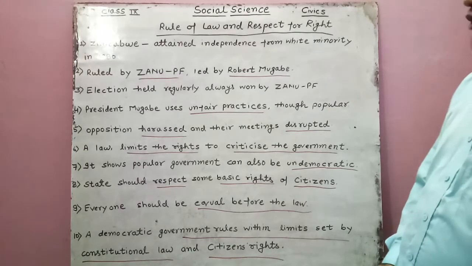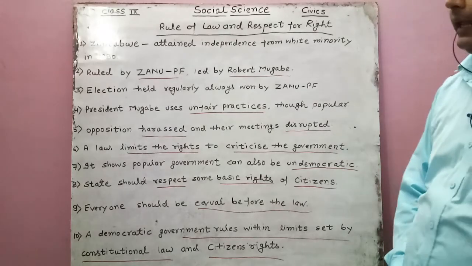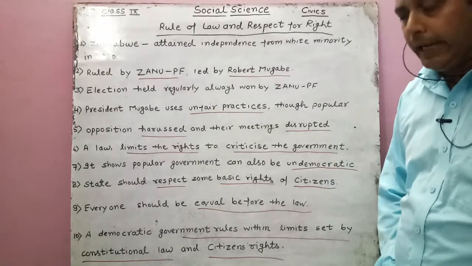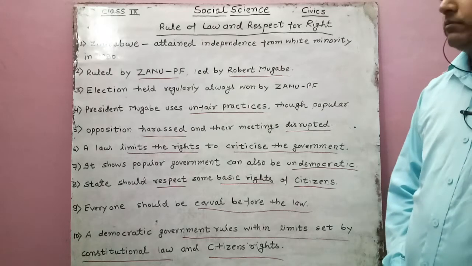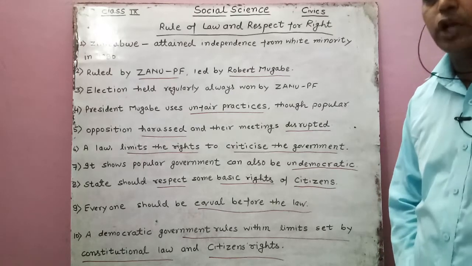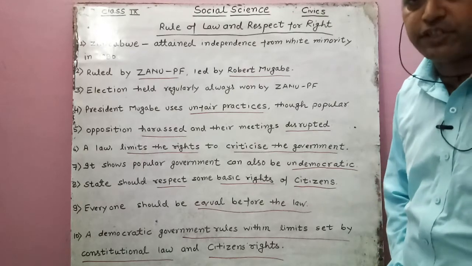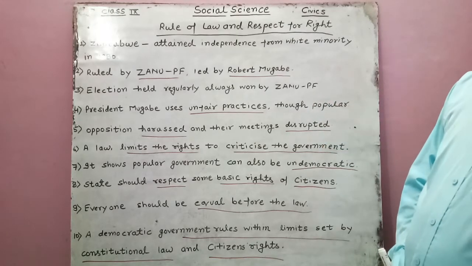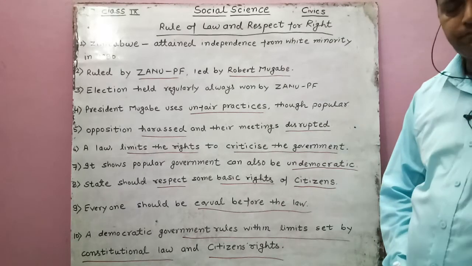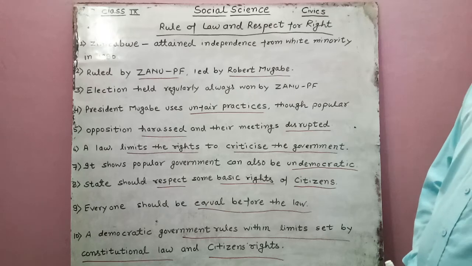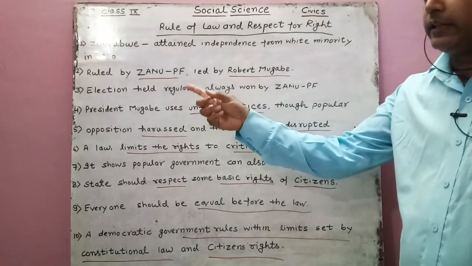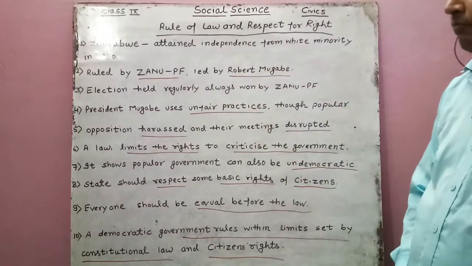Zimbabwe became independent from the white minority in 1980, and after independence a political party ruled Zimbabwe. The name of the political party is ZANU PF, led by President Robert Mugabe. He ruled through the political party called ZANU PF. Now, what is the relevance of rule of law and respect for rights in terms of the Zimbabwe example?